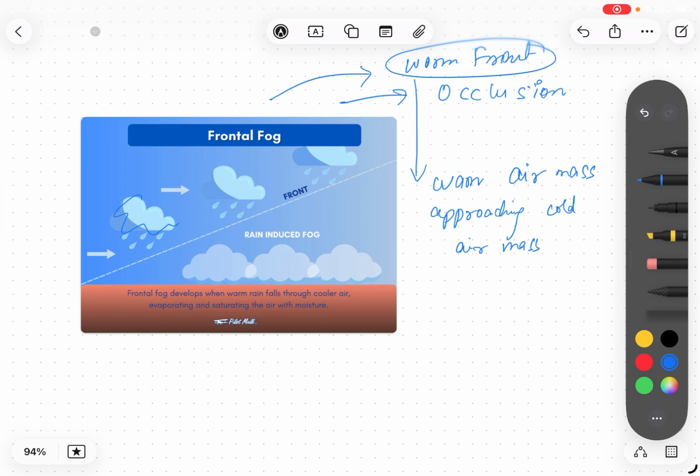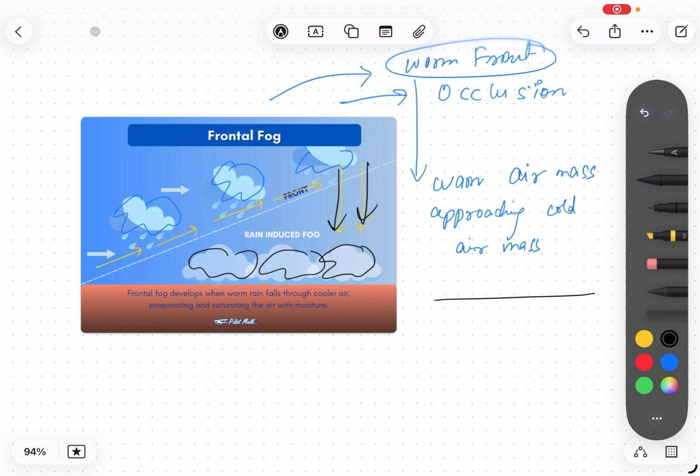These clouds are now getting colder, because warm air is approaching cold air. Cold air is already dense, and warm air is being forced to rise. When warm air is forced to rise, it leads to precipitation. When that precipitation happens, the clouds become lighter and lighter, the water is released, and they come closer to the ground. So when the clouds are forced closer to the ground after precipitation, that results in the formation of fog.